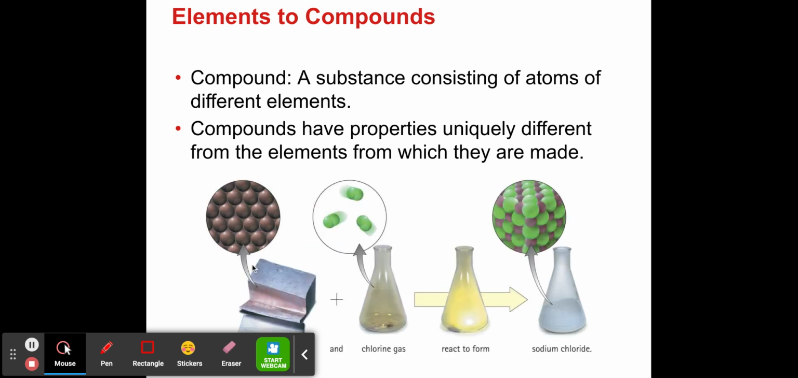All right. So if we look, this is sodium right here. This is a piece of sodium and this is chlorine gas. So you realize that chlorine is a gas while sodium is a metal, and they look different. But whenever they react to form sodium chloride, you will see that the sodium chloride itself is made up of white crystals that are different from this piece of metal and also different from the chlorine gas that you see.